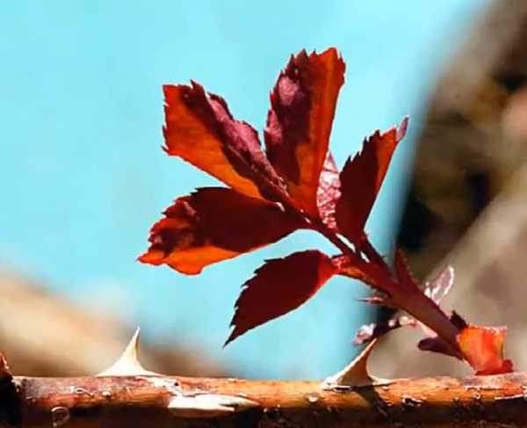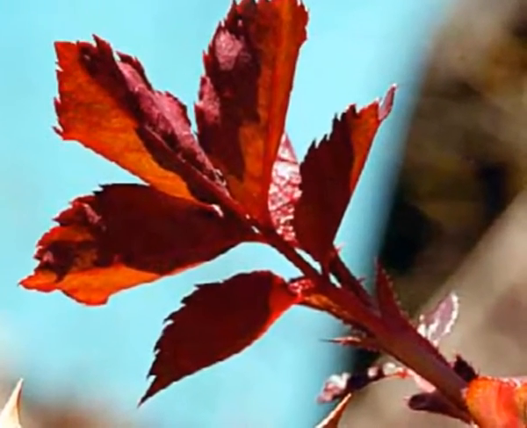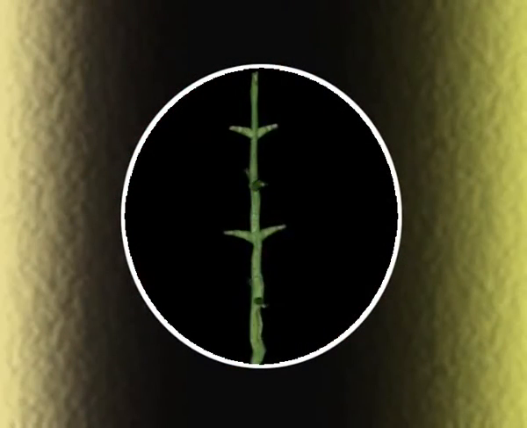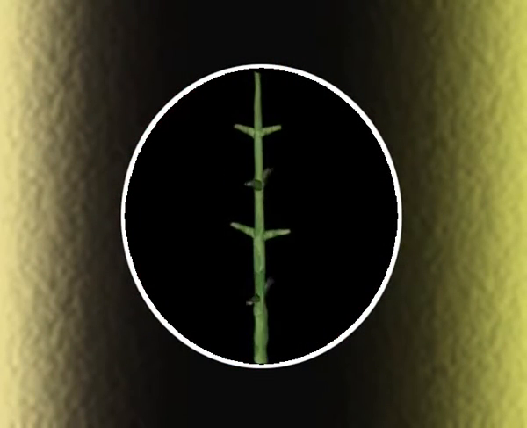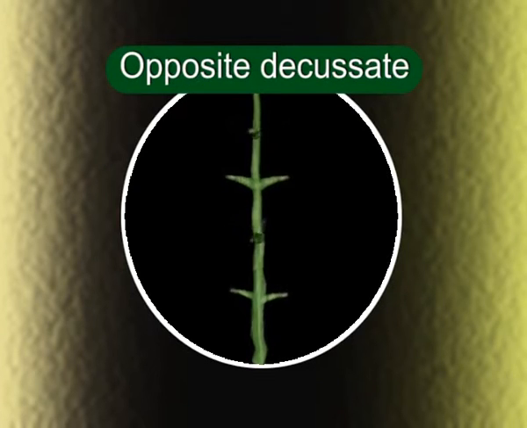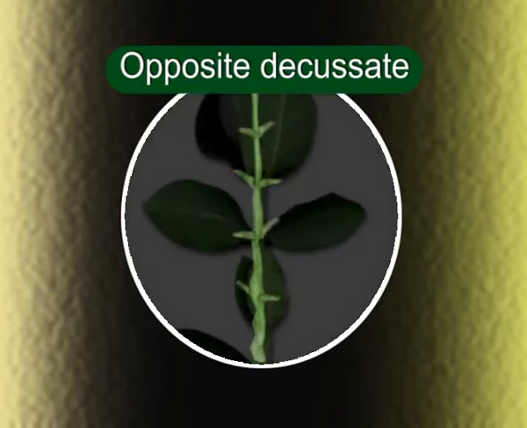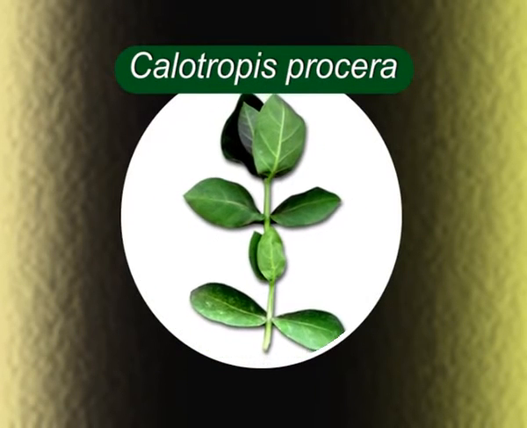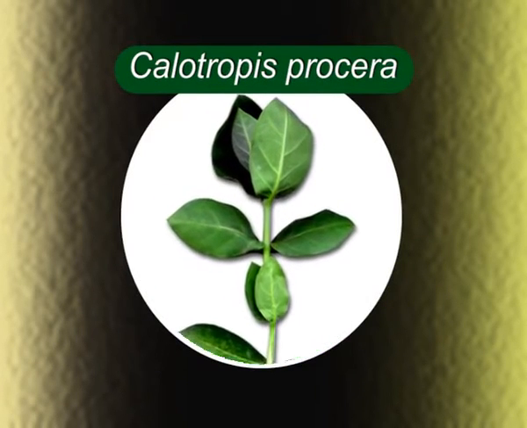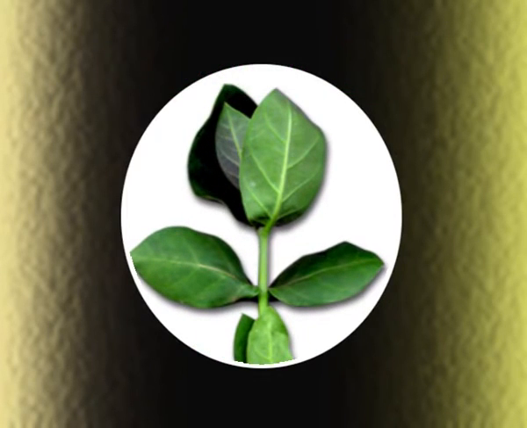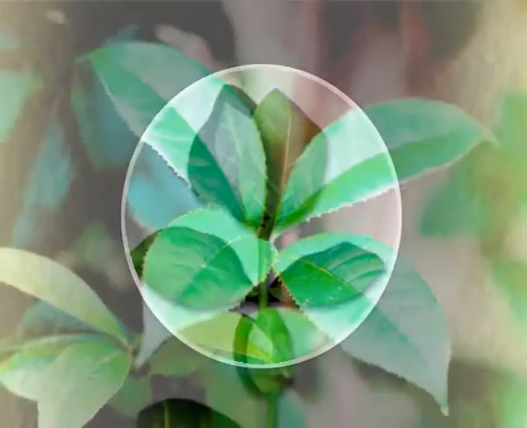When the leaves at successive nodes are placed at right angle to each other, so that four vertical rows of leaves are formed on the stem, the arrangement is known as opposite decussate. Oak, which is known as Calotropis procera, possesses this type of phyllotaxy as shown here in the visual.